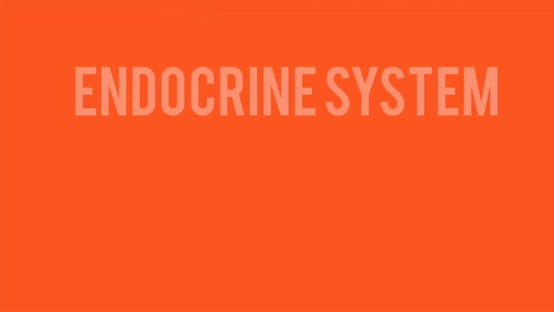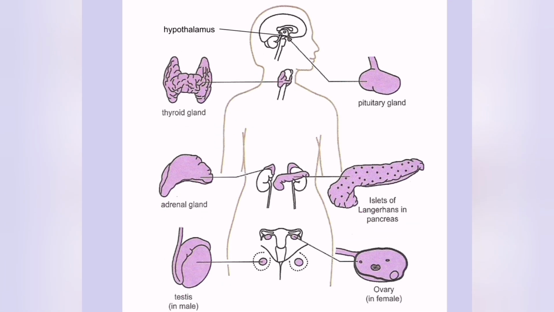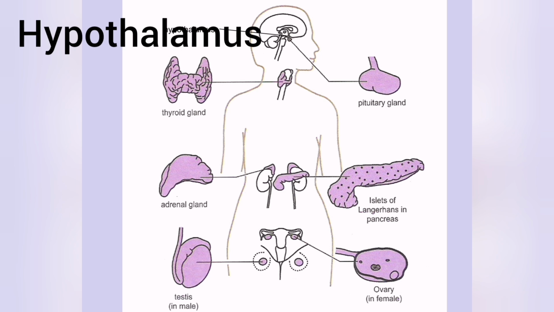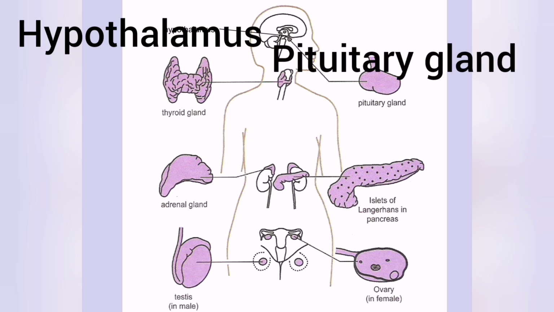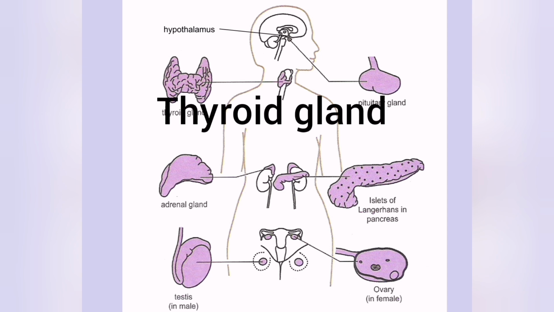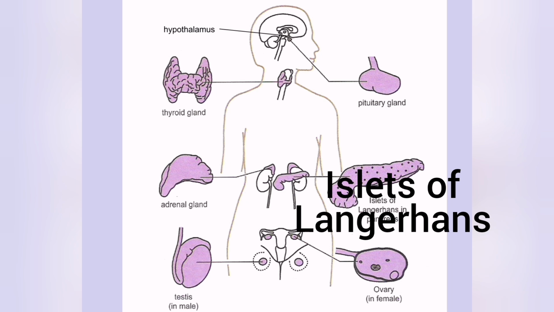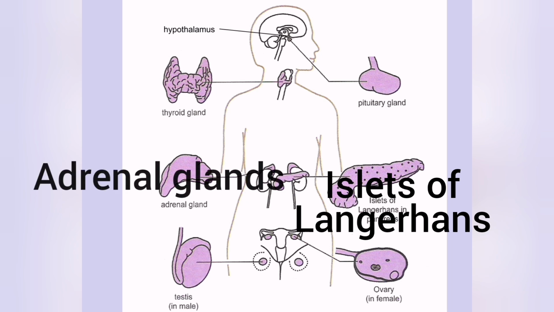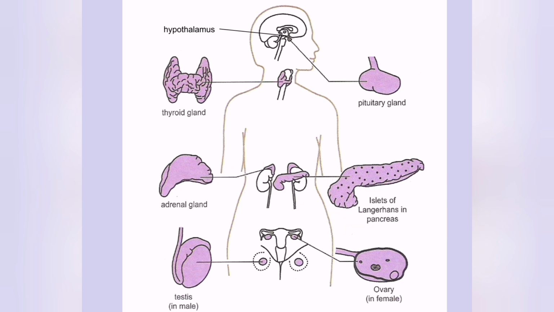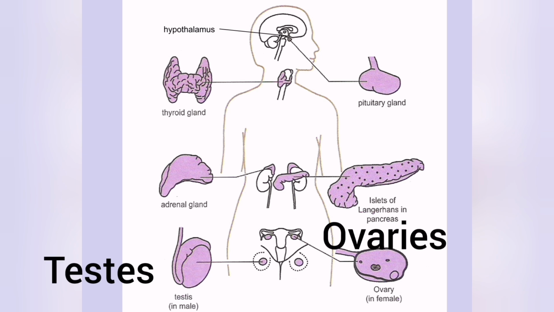So if the endocrine system is making hormones, let's look at the various endocrine glands that make these hormones. In the brain, we've got the hypothalamus, and just underneath it, we've got the pituitary gland. The butterfly-shaped gland in the front of the neck is called the thyroid gland. In the stomach area, we've got the pancreas, and inside the pancreas, the glands there are called the islets of Langerhans. And above each kidney, we find an adrenal gland. The other two glands we're going to learn about are the testes, which we find in males, and then the ovaries that we find in females.